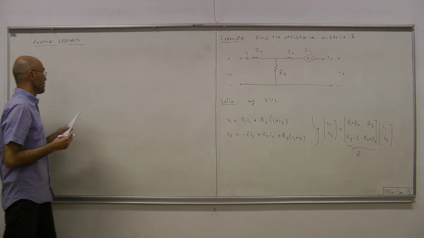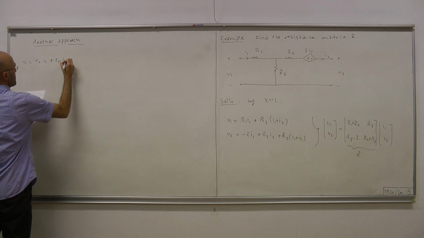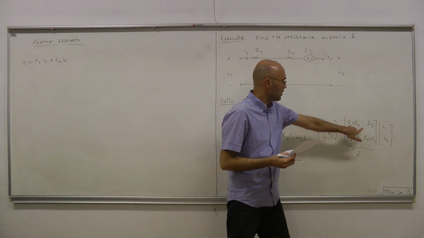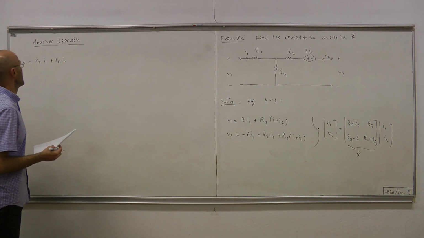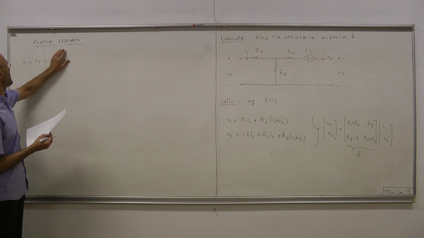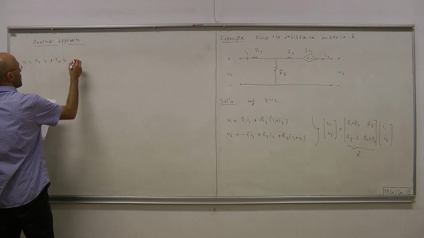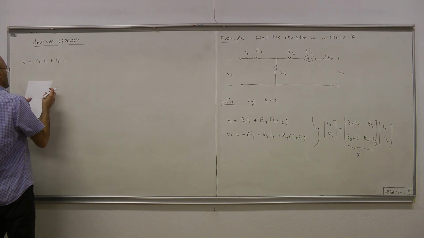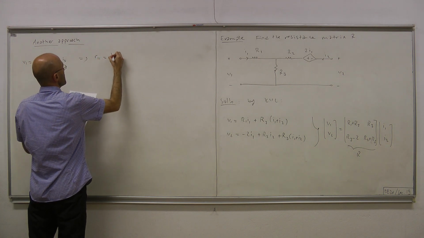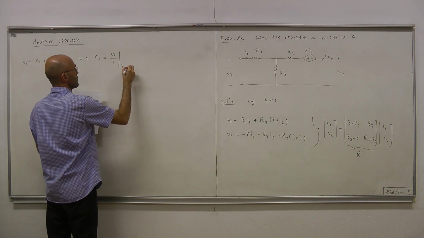Now we're talking about the general case. So V1 we said equals something times I1 plus something else times I2, and those somethings are the first and second entries of our resistance matrix. Now suppose that I2 is somehow 0. If I2 is 0, then what's R11? R11 is the ratio of V1 to I1. So that implies R11 equals V1 over I1, provided that I2 is 0.